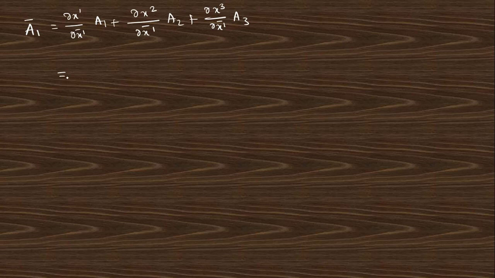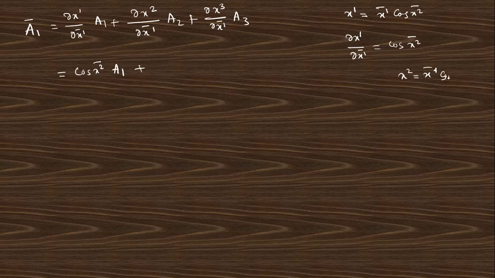Now, because x1 is given here as x1 bar cos x2 bar, del x1 by del x1 bar will be nothing but cos of x2 bar, clear? So this gives you cos of x2 bar times A1. And x2 is given here as x1 bar sin x2 bar. So if you take the derivative with respect to x1 bar, you will get sin x2 bar. So this gives you sin x2 bar A2, and since x3 equals x3 bar, del x3 by del x1 bar gives you 0.